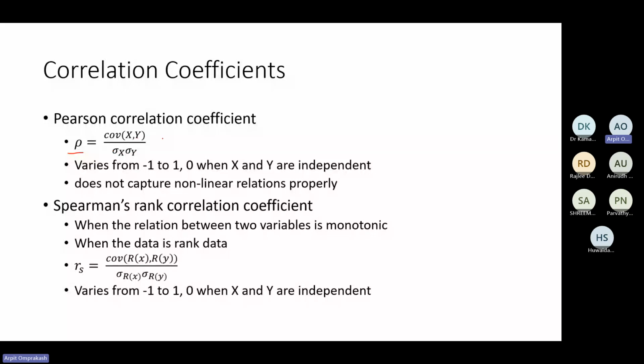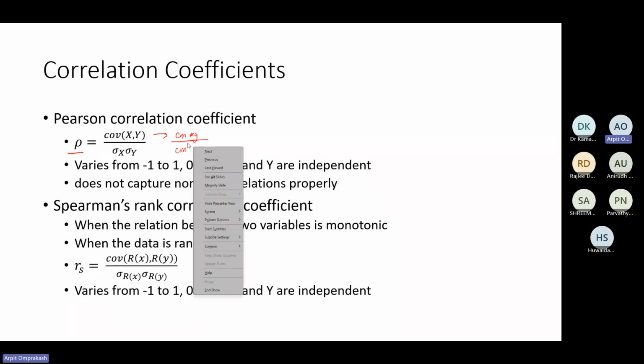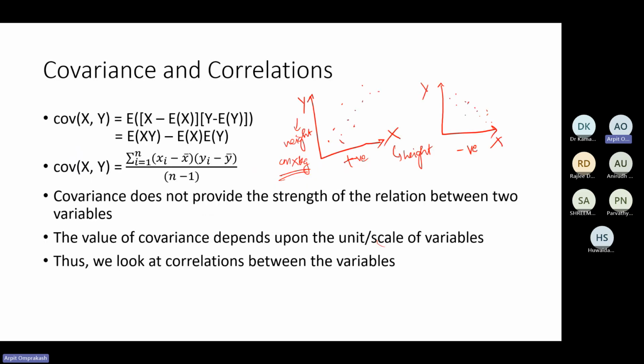As you can note here, again with the example of height and weight, the covariance will have units of centimeter into kg, and our denominator, the standard deviations, will also have the units of centimeter for height and kg for weight. So all these will cancel out. The quantity we obtain here, the Pearson correlation coefficient, is a unitless quantity. So this solves our second problem, where the value depended on the unit or scale of the variables.